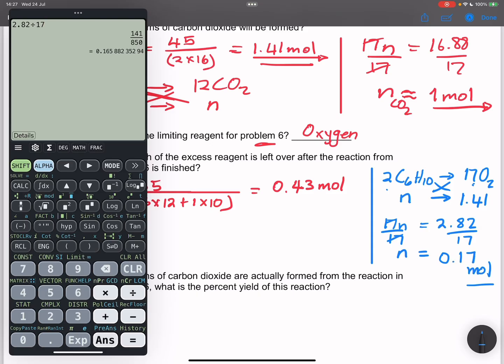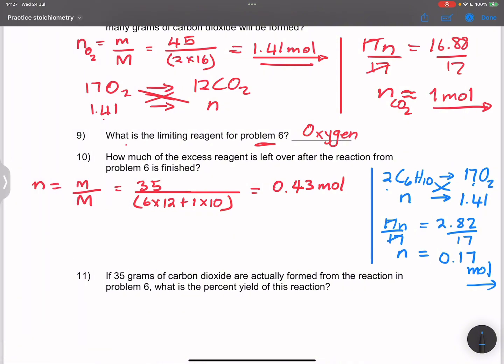So these are 0.17 moles. All right, ladies and gents, now we need to answer the questions. How many moles will be left unused? How many moles are in excess? How many are left over?